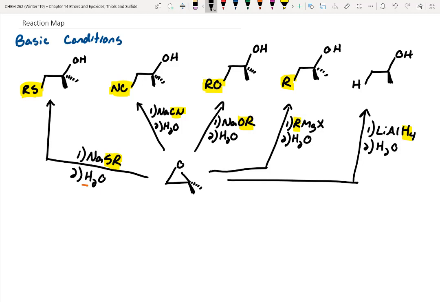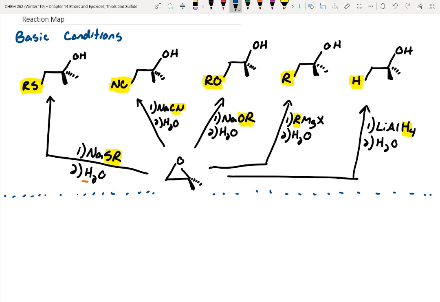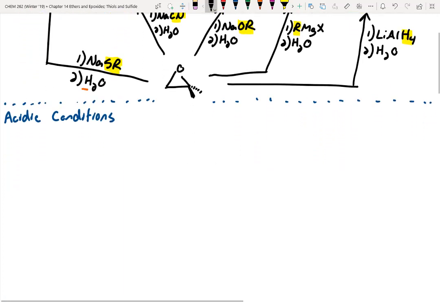And there we go. So all of these are under basic conditions. Yep. All right. Let's consider acidic conditions, though. Acidic conditions, things are going to change up a bit. So I'm actually going to cut this page kind of in half, like this. And then down below, I'll write under acidic conditions. And we have a handful of different transformations we can do under acidic conditions.